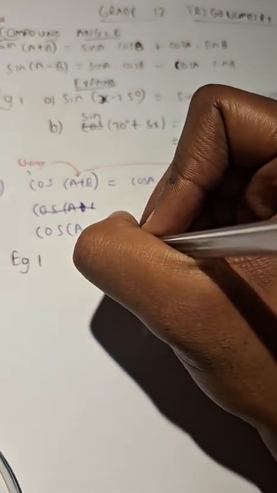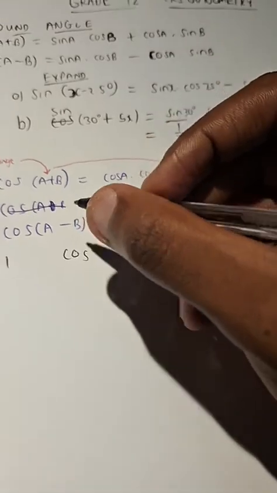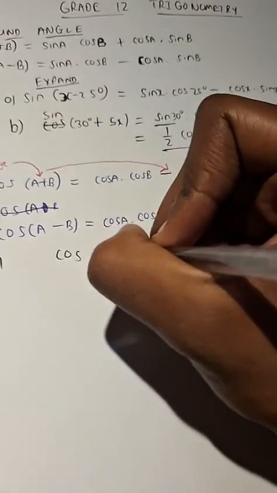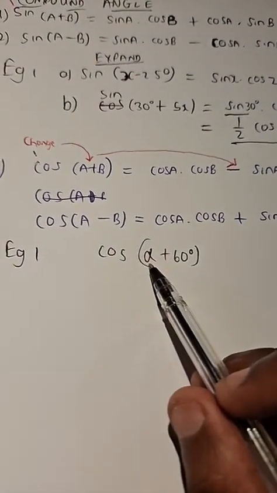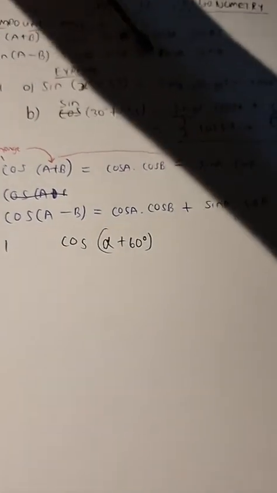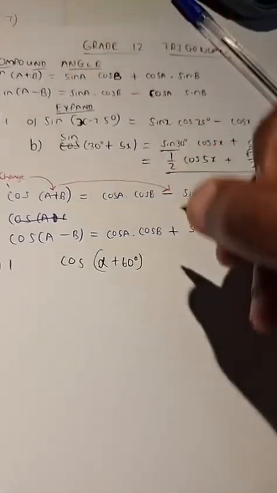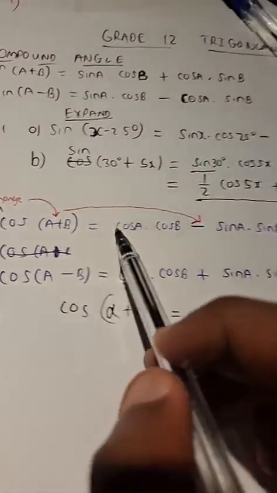So cos of alpha plus 60 degrees. Alpha is a Greek alphabet, guys. Alpha plus 60 degrees. Okay. That will be equal to, remember, there's our template.